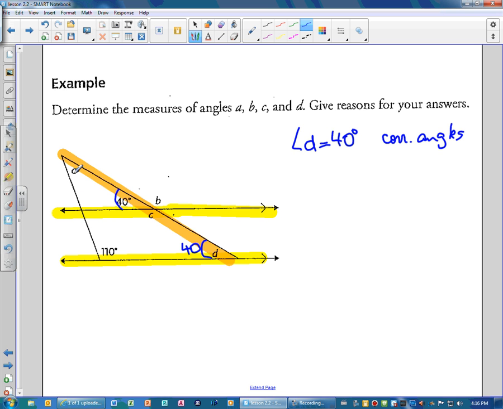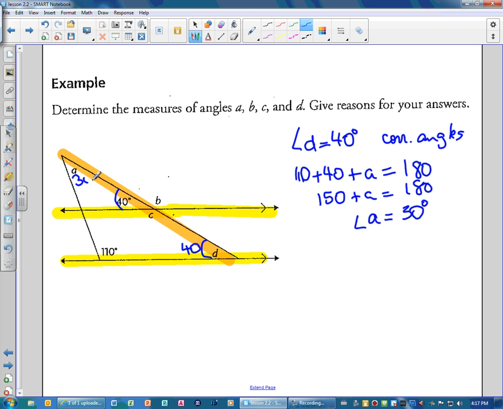Now angle A. I think the best way to get angle A is to remember that triangles have to add up to 180 degrees. So you've got this triangle, and you know that 110 plus 40 plus angle A have to equal 180 degrees. 110 and 40 is 150, plus angle A has to be 180 degrees. Therefore, A has to be 30 degrees. So that one's done.